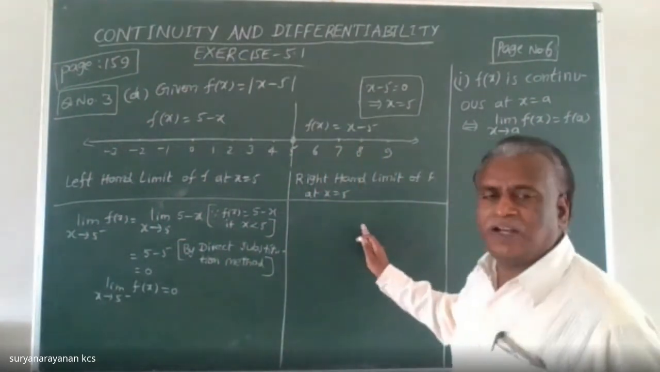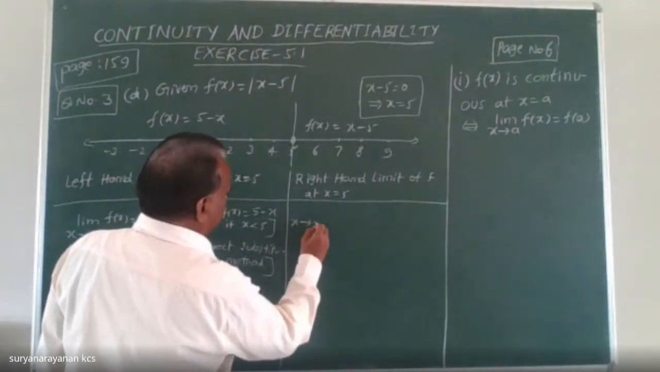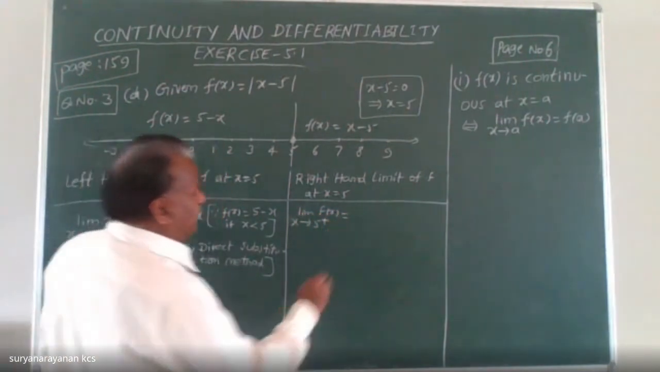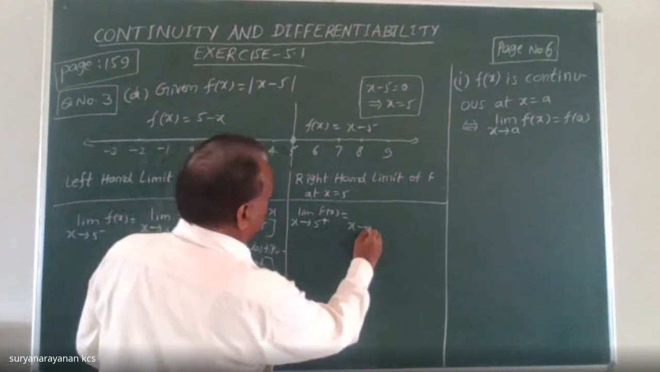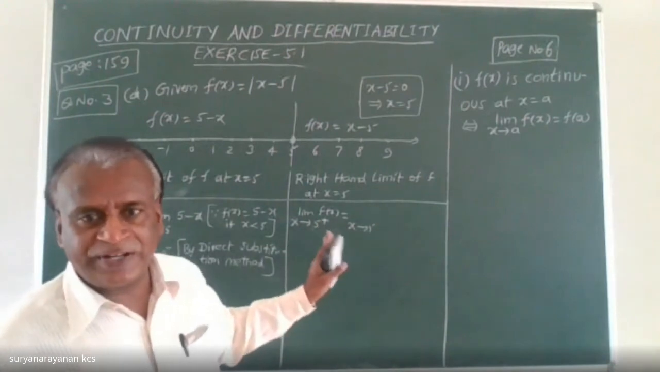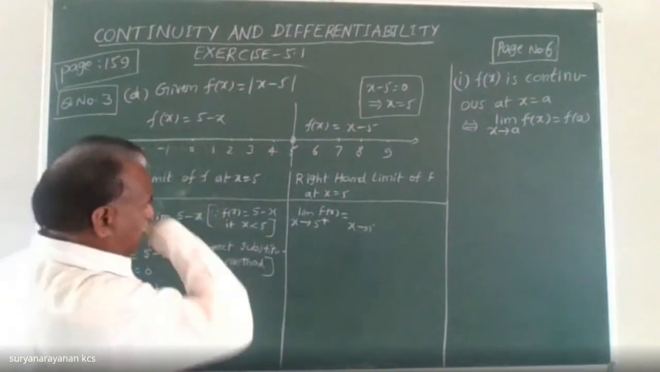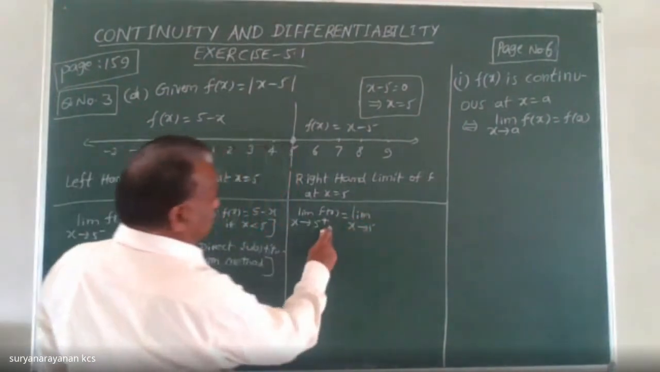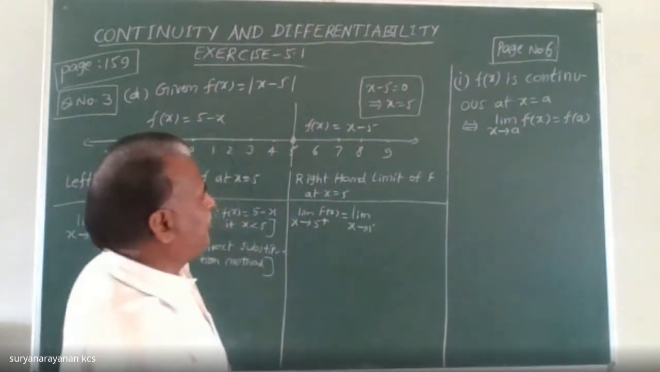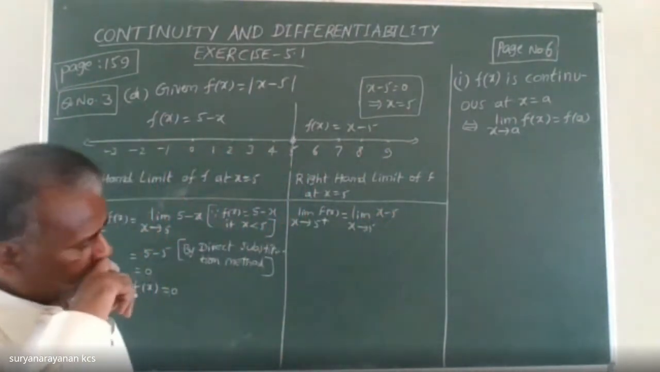Now let us find the right hand limit of this function at x equal to 5. So we denote it by this symbol, as x tends to 5 plus, limit f of x is equal to. Don't read it as 5 to the power of plus. Simply we read it as 5 plus. Limit 5 plus means the right side of this 5. At this point 5, on the right side, f is defined as x minus 5.